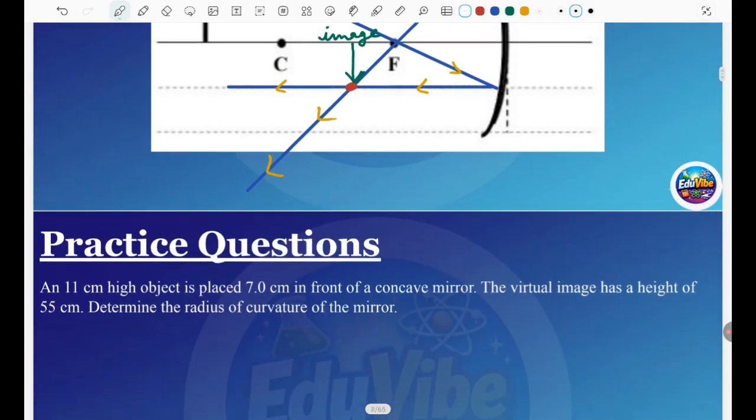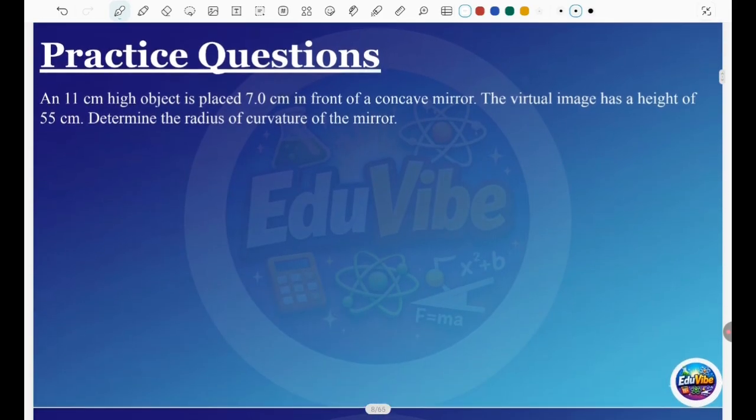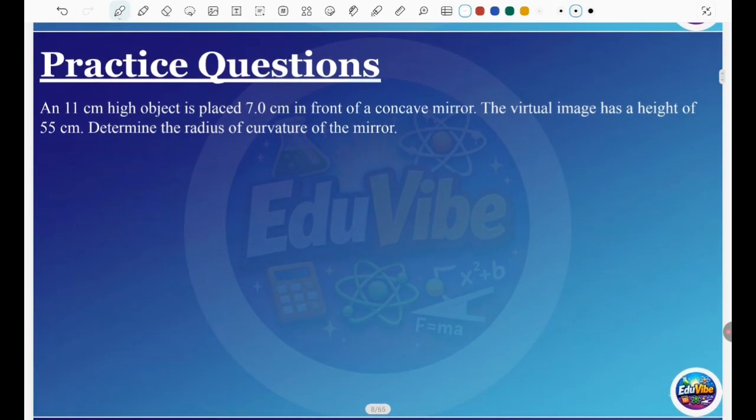Okay, so let's move on to the next one, which is mathematical analysis of the mirrors. This is a very important topic. When we do lenses in upcoming lessons, we follow the same things. So this question: an 11 centimeter high object is placed 7.0 centimeters in front of a concave mirror. The virtual image has a height of 55 centimeters. Determine the radius of curvature of the mirror.